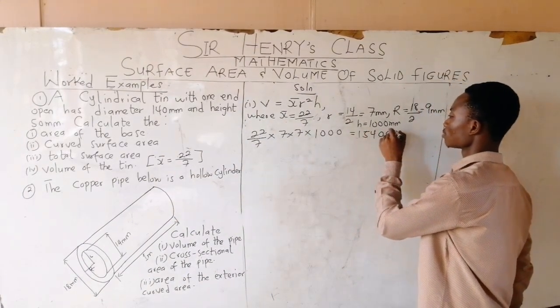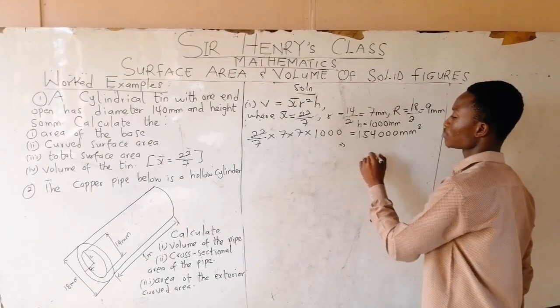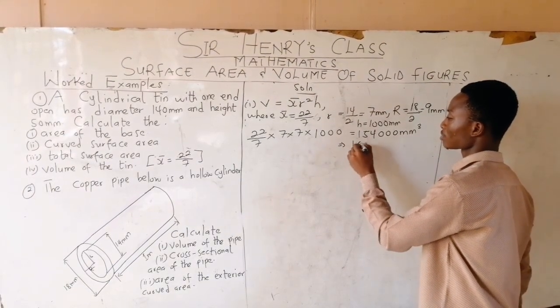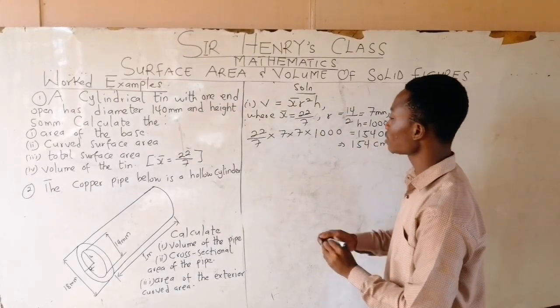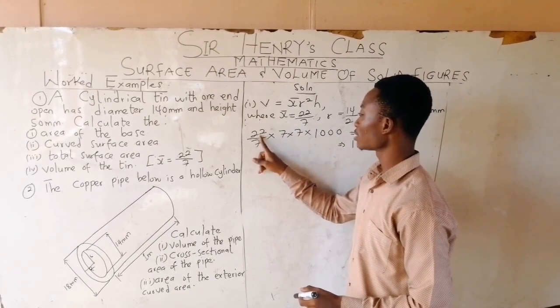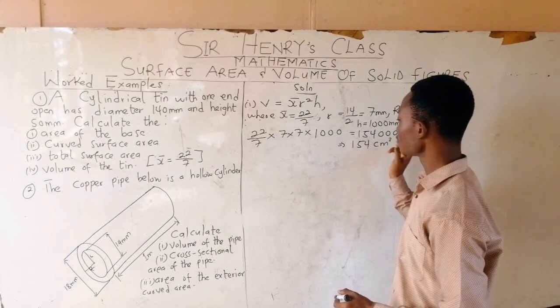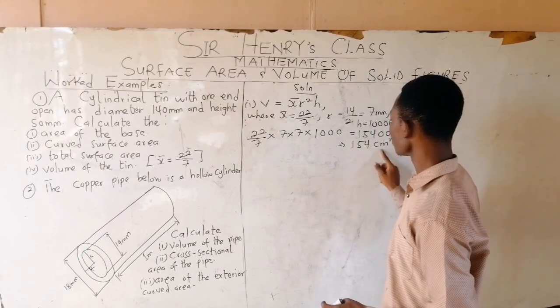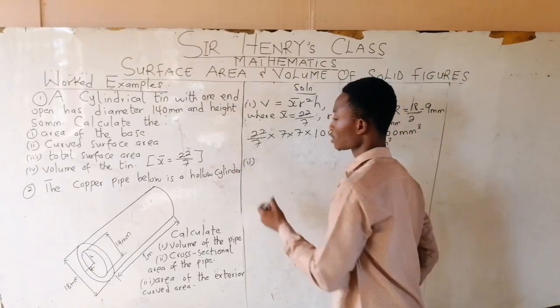And as I said, if you want to change this to centimeter cube, divide by 1000. That will be 154 centimeters. 7 reduces 7. 7 times this is 154, times 1000 is 154,000. Changing this to centimeter cube, divide by 1000 to give you 154 centimeter cube.